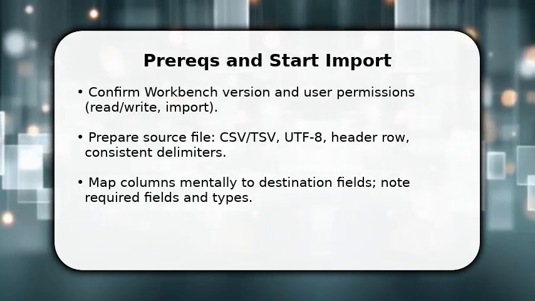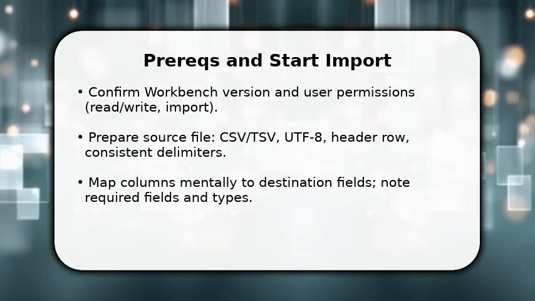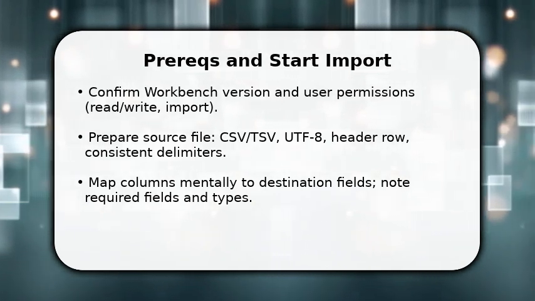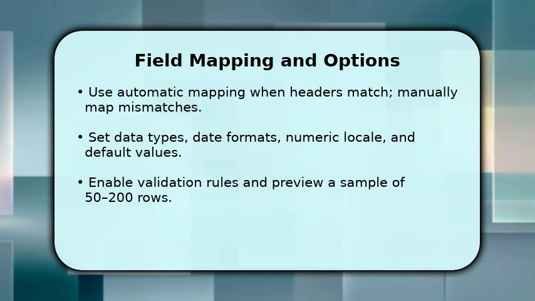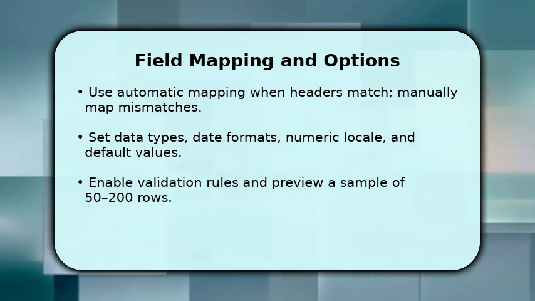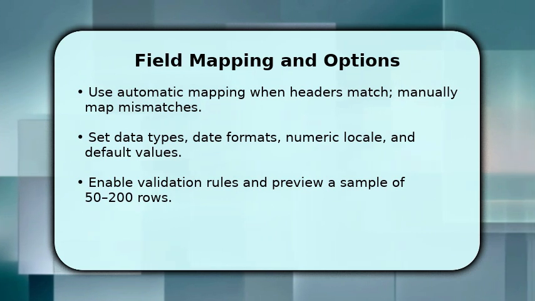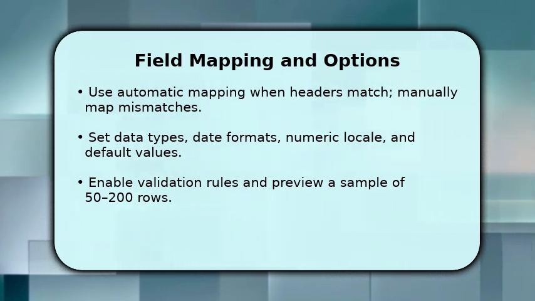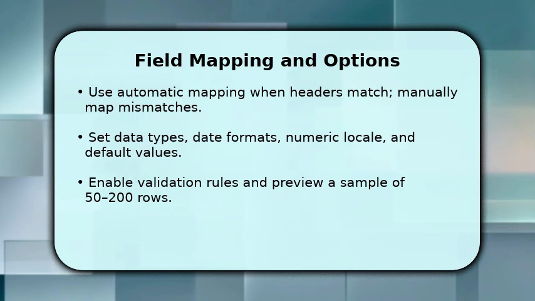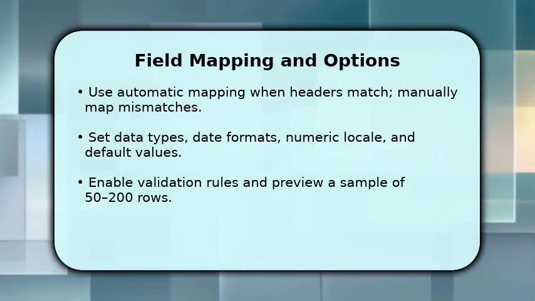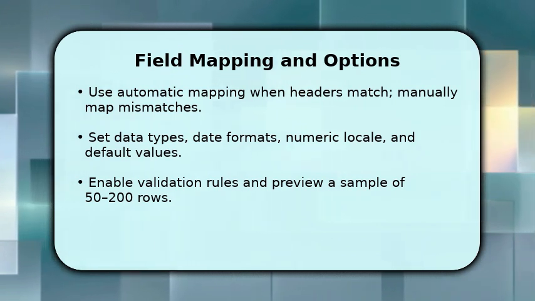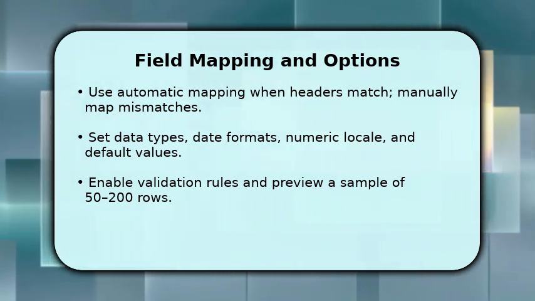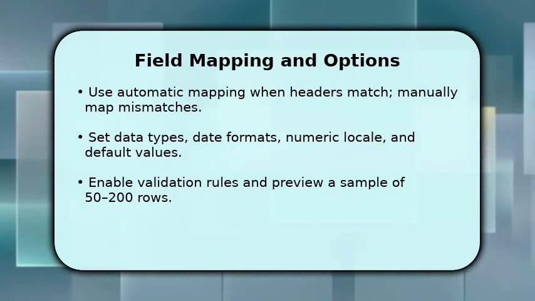Now you'll handle mappings and import options. If headers match, use automatic mapping to save time. If not, drag each source column to its destination to prevent misplacement. Next, specify data types, date formats, numeric locale, and any default values because these control parsing and downstream behavior. Preview a sample of rows, 50 to 200, to verify transformations. Make sure validation rules are active, so execute carefully.